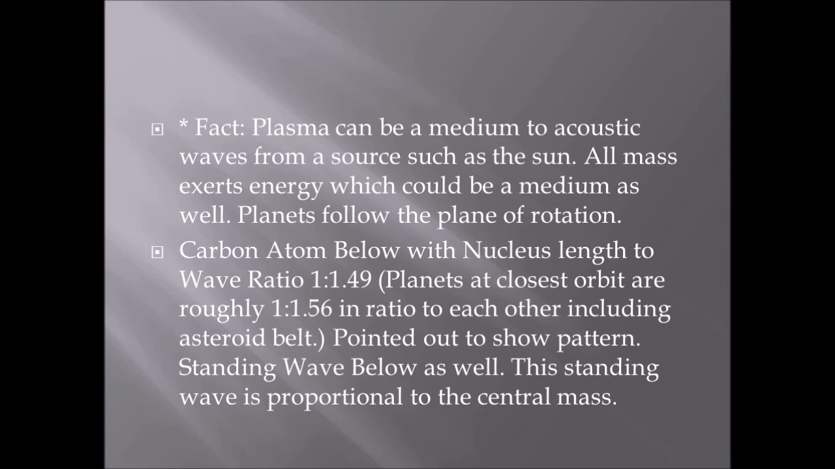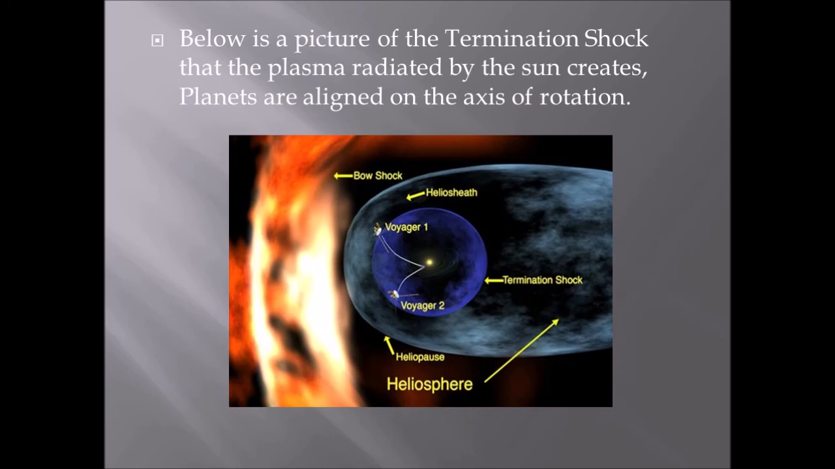So this stuff we went over, you can read it if you want. There's the carbon atom and the peaks on the waves again. There's way too many similarities. I think everything is scaled proportionally up, and you get a massive enough object in the center. These waves come off until you run out and you hit the termination shock, and it's just all in ratio. So there's a picture of the termination shock that the plasma radiated by the sun creates, and the planets are aligned on the axis of rotation of the sun.